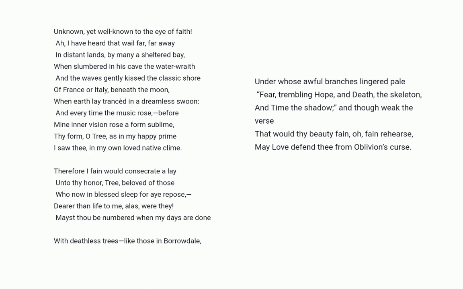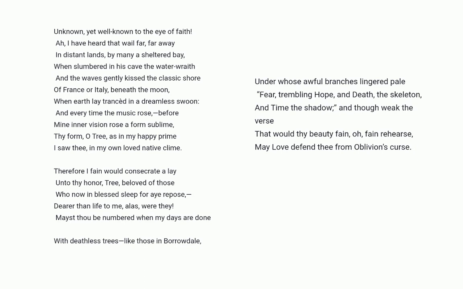So, let us come back to the poem and what it is telling now. Look, that beneath the moon, when earth lay tranced in a dreamless swoon, and every time the music rose, before mine inner vision rose a form sublime. Right. So, what I already mentioned, that now in distant land, লেখো, now in distant land, the poetess cannot see the tree. The poetess cannot see the tree. Full stop.